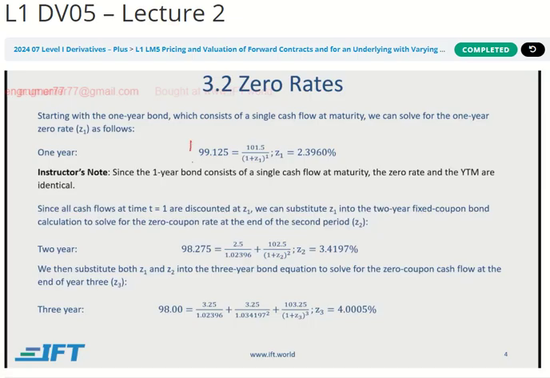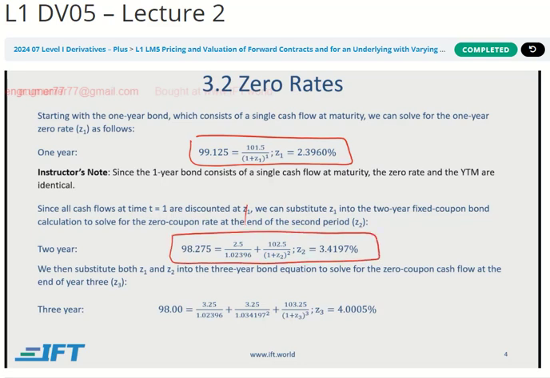So the first one is easy because there are no coupon rates over here, and directly you can put the YTM as the zero rate. But for the one with 2 years, we have a coupon payment coming at the end of the first year, and we use the zero rate of the first bond to actually discount the first year payment of the second bond, and we compute the second year payment.